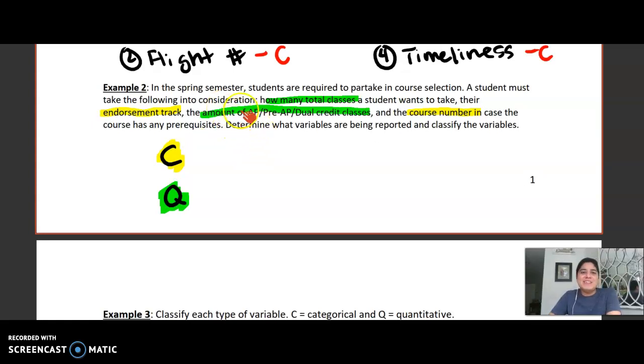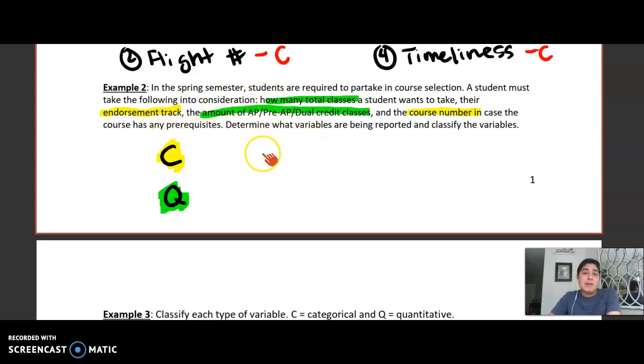But here we are looking at how in the spring semester, students are required to partake in course selection. A student must take the following into consideration: how many total classes a student wants to take, their endorsement track, the amount of AP, pre-AP, and dual credit classes, and the course number in case the course has any prereqs. Determine what variables are being reported and classify the variables. So I kind of cheated here. If it's yellow, it's categorical. If it's green, it's quantitative. For us, the endorsement track, whether you're humanities, arts, STEM, business, I don't know the rest of them, or the course number, that would categorize those courses and those tracks.